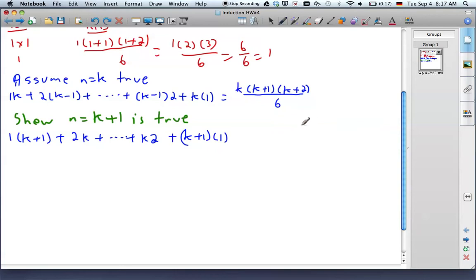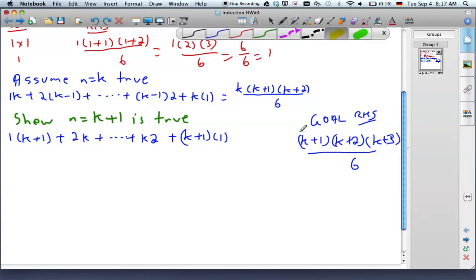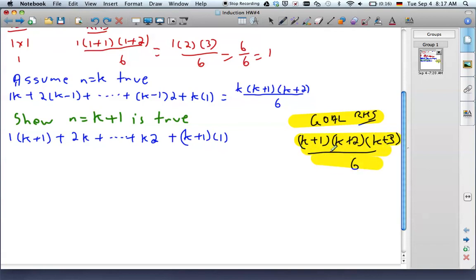Now the goal, the right-hand side, is that you have k plus 1 times k plus 1 plus 1, which is k plus 2, and k plus 1 plus 2, which is k plus 3, all over 6. So this is what we want to get to: k plus 1, k plus 2, k plus 3, all over 6. And this is where we're starting.